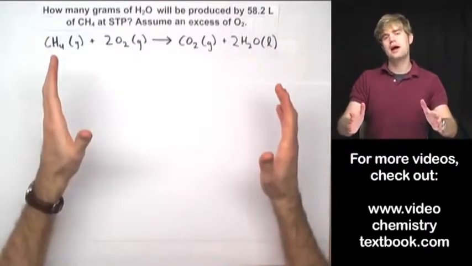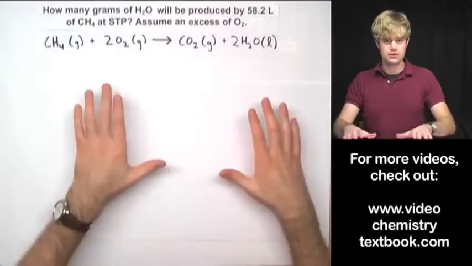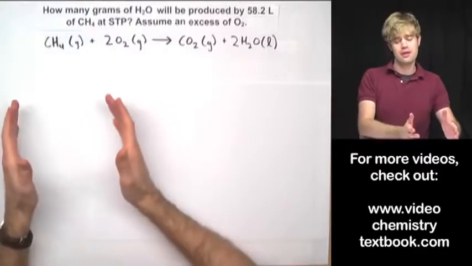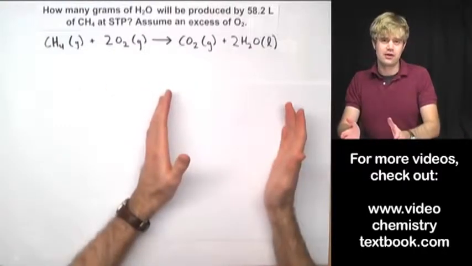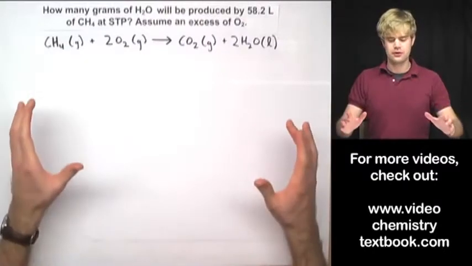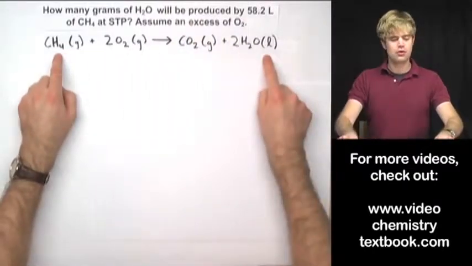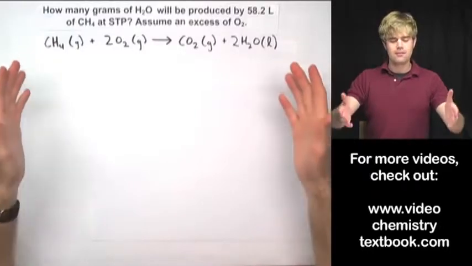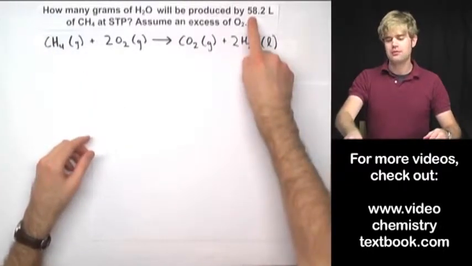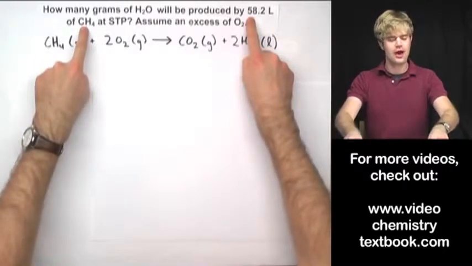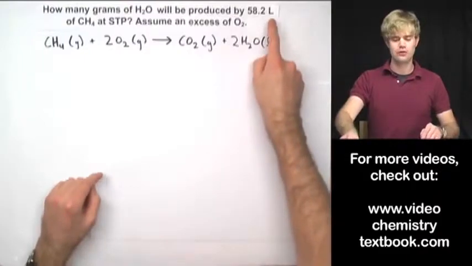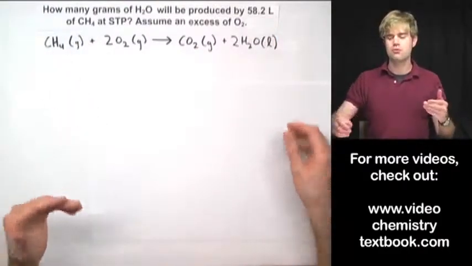I want to break this down into the steps that I'm going to use to solve it. I'm going to sketch out a roadmap of the steps before I do the math, and then I'm going to go through the calculations. The first thing to keep in mind is that a chemical equation like this is good to have, but I can only put moles into it. The problem gives me an amount of CH4, not in moles, but in liters. So the first thing that I have to do is go from liters of CH4 to moles of CH4.